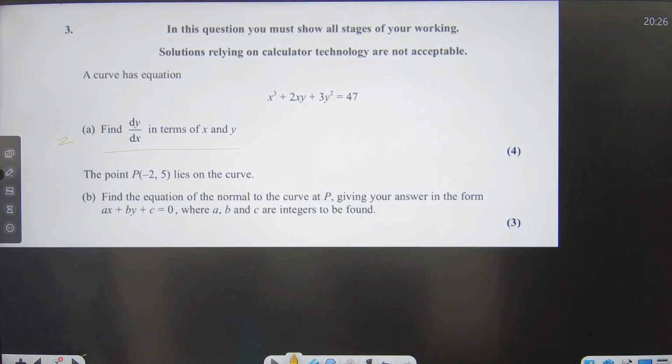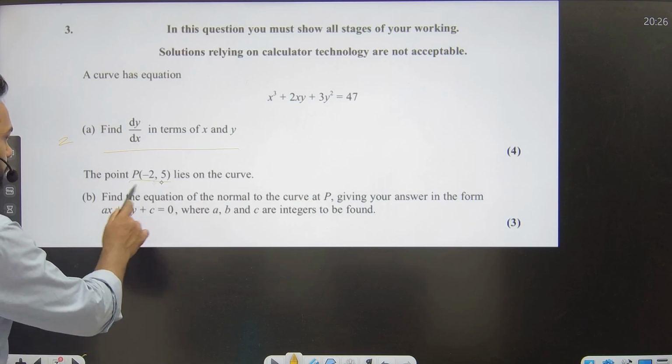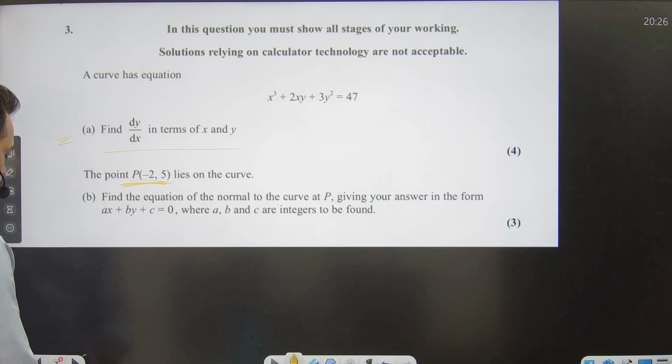In the next part, the point P, negative 2 comma 5, lies on the curve. Find the equation of the normal to the curve at P, giving your answer in the form ax plus by plus c equals 0. Okay, this particular point is lying on the curve.